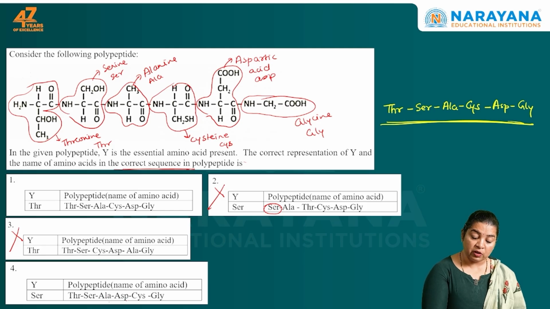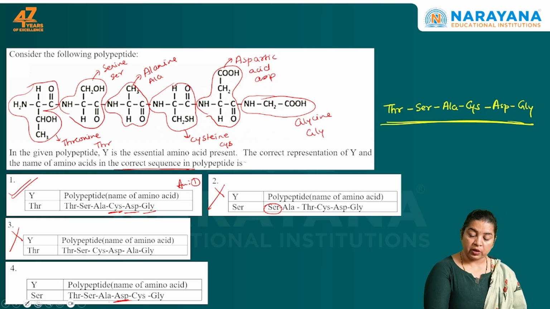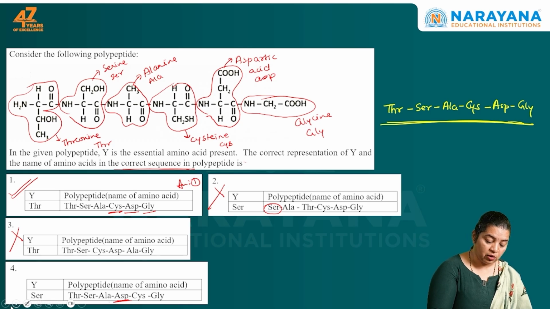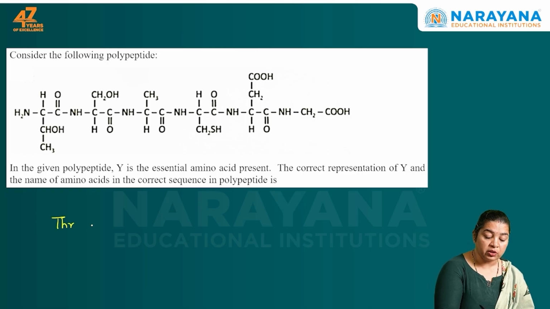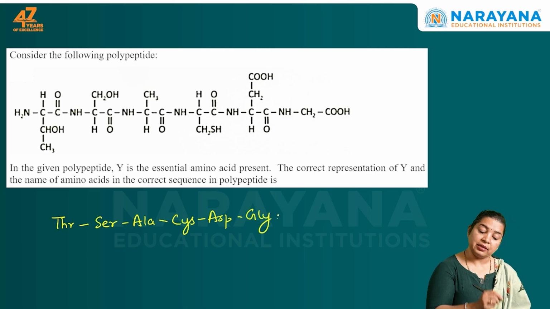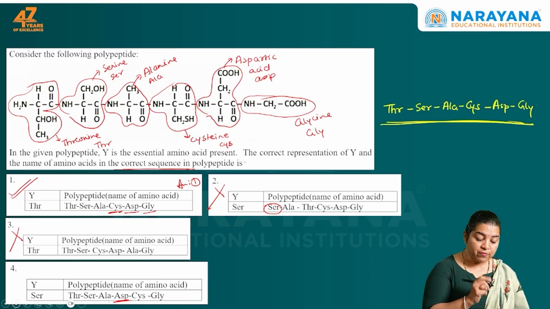Alanine, after alanine we want CYS, cysteine. So, this is the one. Here it is aspartic acid. Cysteine, after that aspartic acid and then glycine. So, answer for this question should be first option. Let us conclude one more time. These are the important ones: threonine, serine, alanine, cysteine, aspartic acid and glycine. This is the combination we want, and thus we select option first.